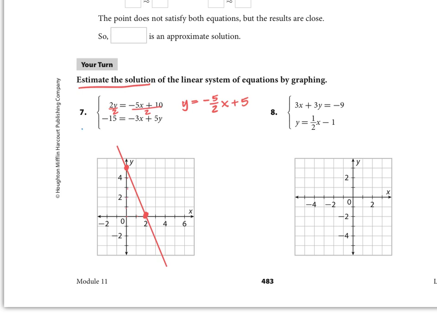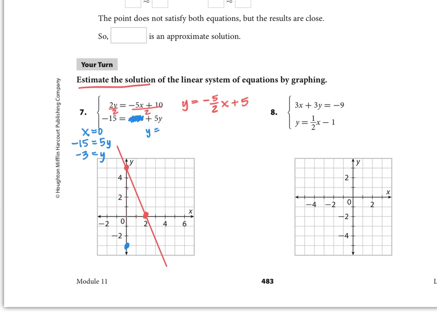If x equals 0, that means this is gone in the equation. That's gone. So I get negative 15 equals 5y. So divide both sides by 5, and I get y is negative 3. So this means when x is 0, y is negative 3. That's my y-intercept.